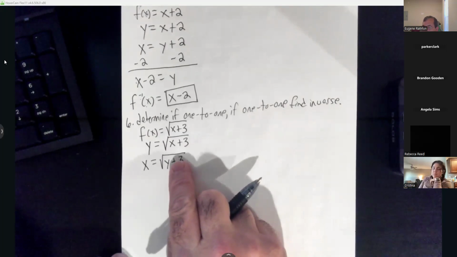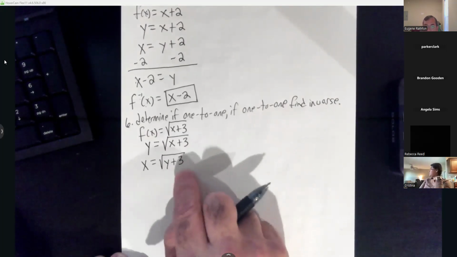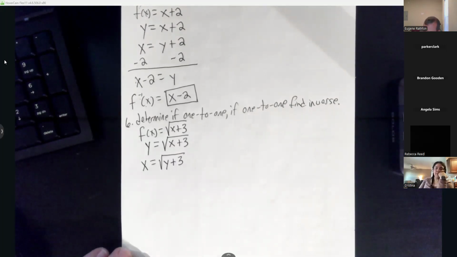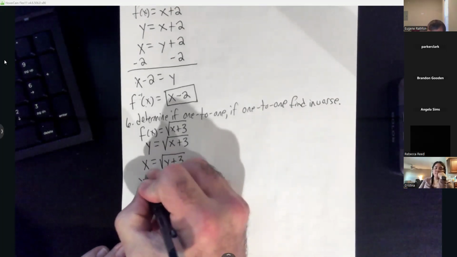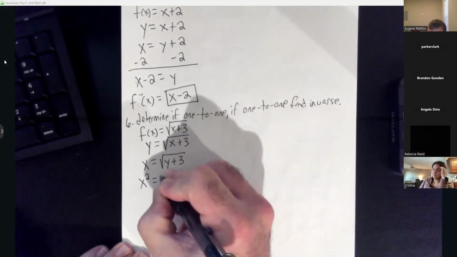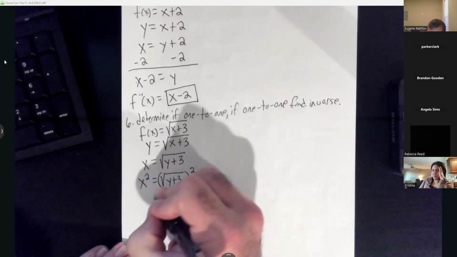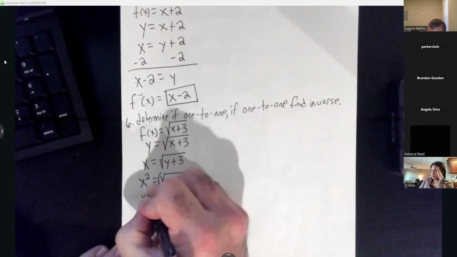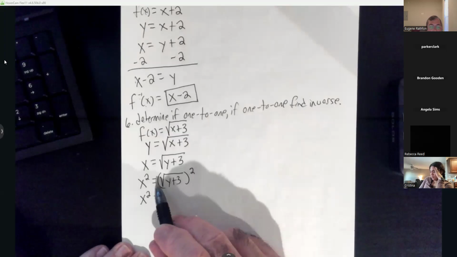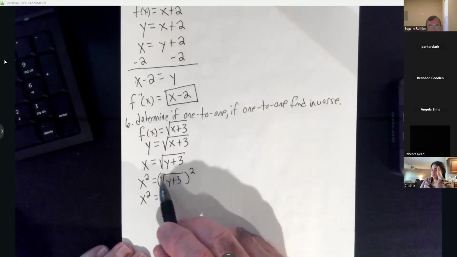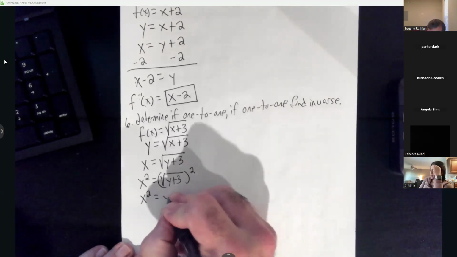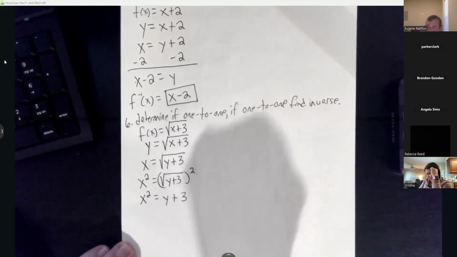So since I need to get rid of this square root before I can do anything with the y or the 3, we're going to square it. Perfect. Square both sides. So that's going to stay at x squared. And y'all, when you square this, the exponent cancels that square root. They cancel each other out. So all that's left is the y plus 3.